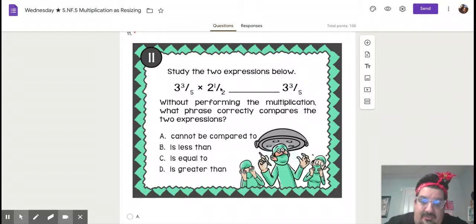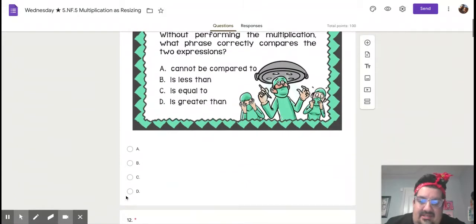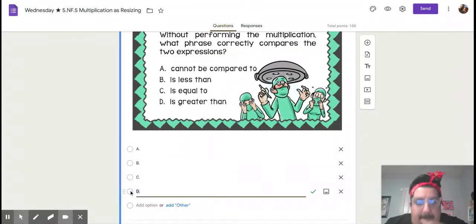So the answer is greater than. Because this number right here is larger than 1, and if it's larger than 1, boom, the answer has to be greater. So the correct answer is D. Let's check it out. Boom, we got the right answer, y'all. We got the right answer.